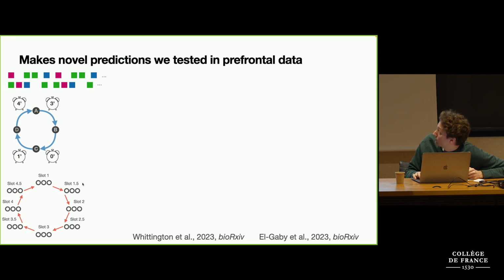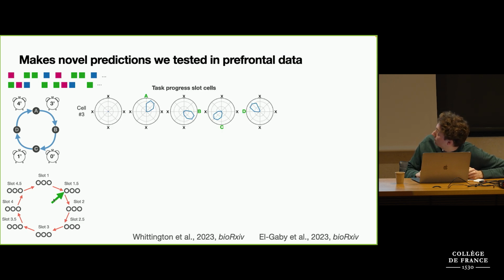So let's look at what this model says about a particular neuron. Let's say that this neuron cares about a green piece of information, and it cares about a green object 50% of the time period after that green object was presented.